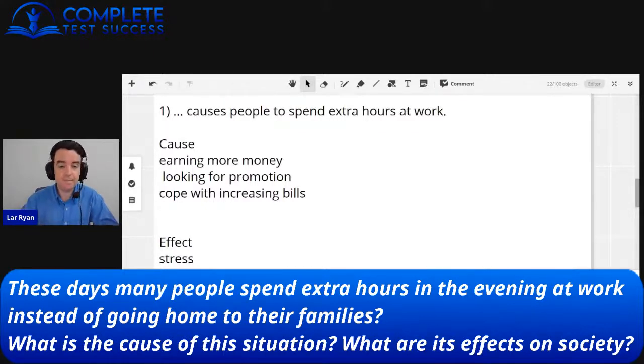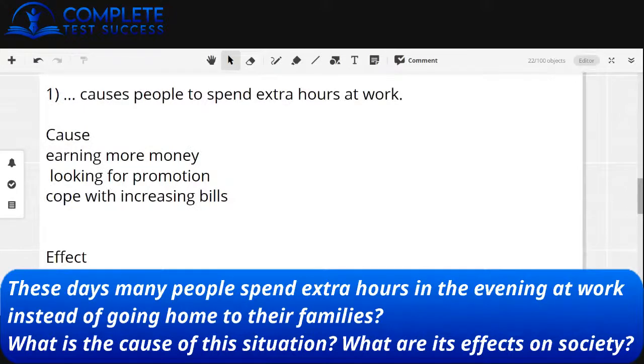They're staying late. And then cope with increasing bills. So again, it's the same as earning more money. If I have more bills, I need more money. If I need more money, I need to work more. These all make sense. These are perfect. Okay. So let's look at the effects then.